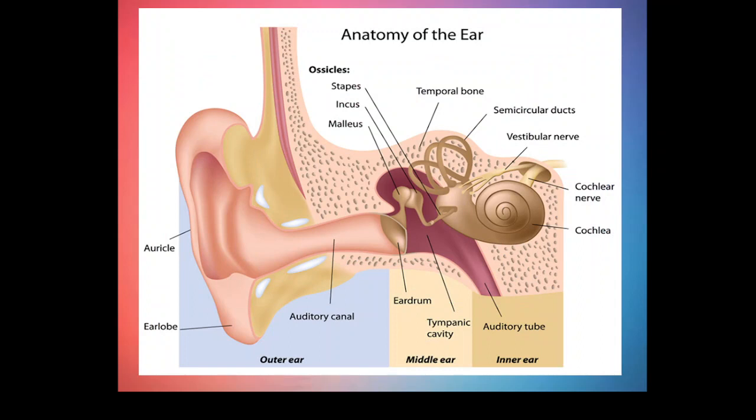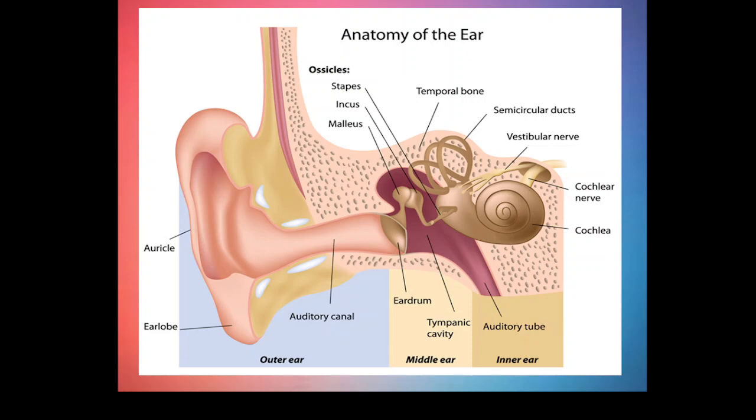Yeah, it's our ear, but the ear is not just this outer portion which we can see. It is further more than it. It is having three different regions: the outer ear, the middle ear, and the inner ear. Now, the outer ear consists of the auricle, ear lobe, and auditory canal.